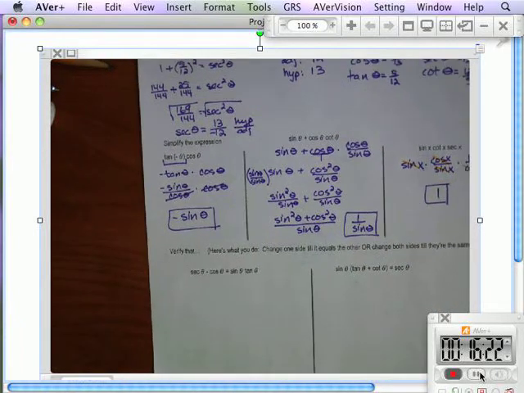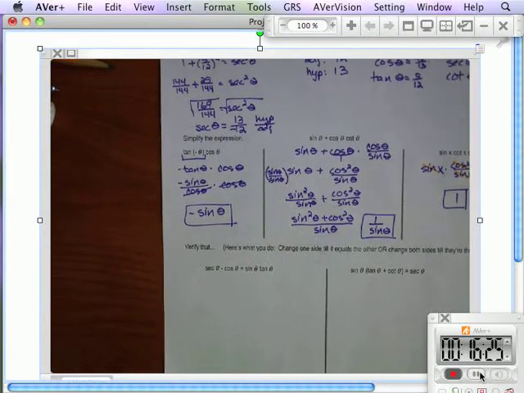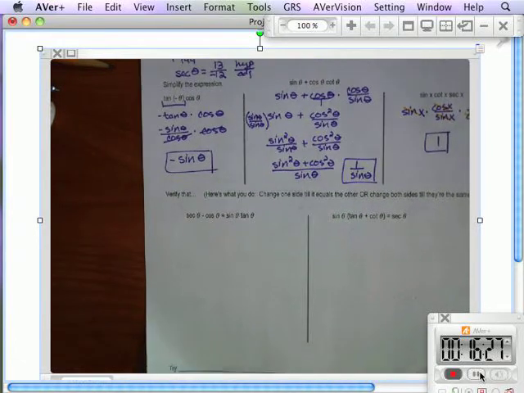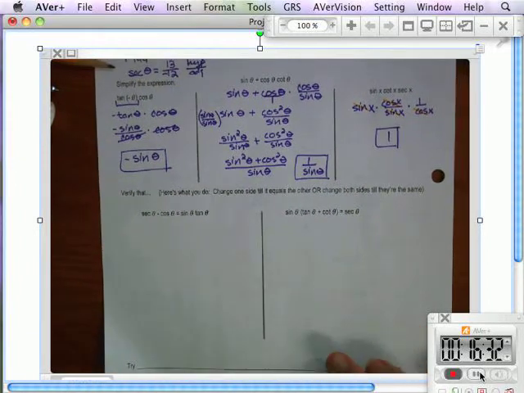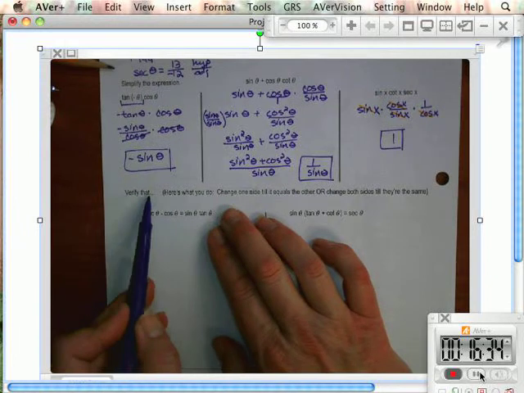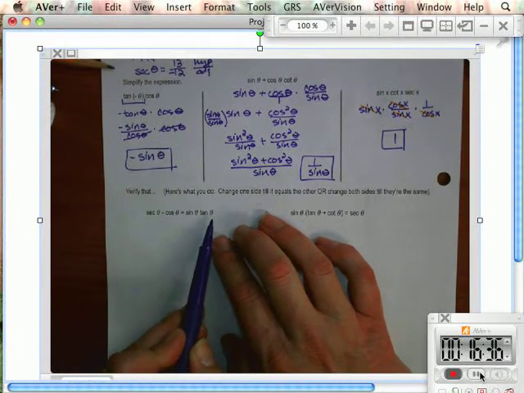Isn't that cool? Okay. We got 2 more little things to do. Are you ready? Okay. Verify that. This is my hint to you. Verify that this is equal to this. Okay? So we got to verify it.